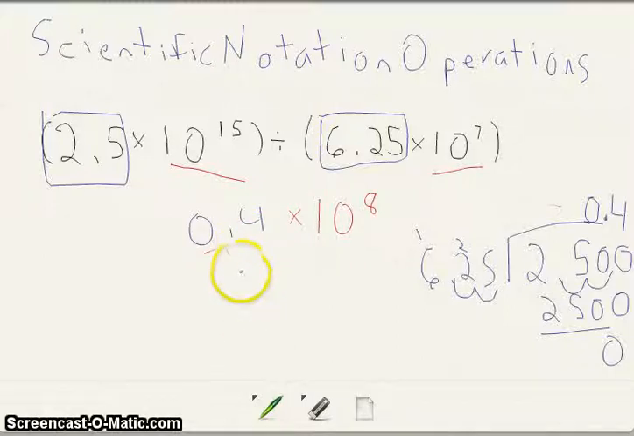Well, again, this is the same as before. 4/10 isn't between 1 and 10, so I need to move that decimal so I have a number between 1 and 10. So if I move it once to the right, I now have 4, which is between 1 and 10, times 10. And because I moved that decimal to the right, I have to subtract 1 from that exponent, so it's times 10 to the 7th. So my final answer there would be 4 times 10 to the 7th.